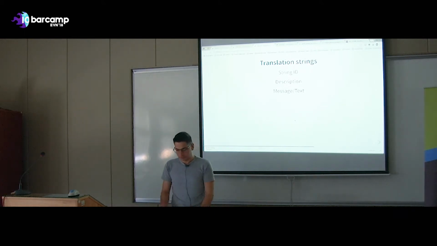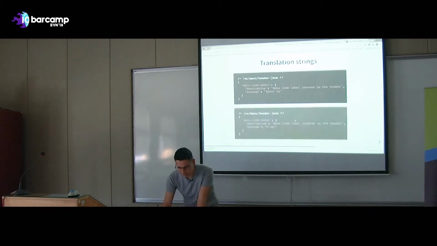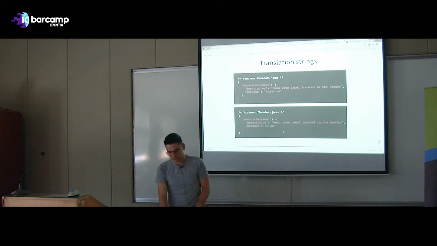And the actual message text, which is visible to the end user. Here is an example of the JSON file, where you can see there's a string ID specified, a description, and the actual message. If you had an alternative version for other languages, in this case Russian, you would have the same information specified here, besides the message, which is the localized version of the actual message.